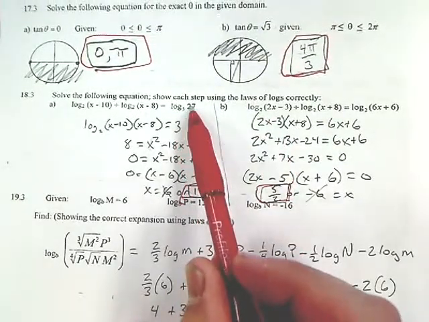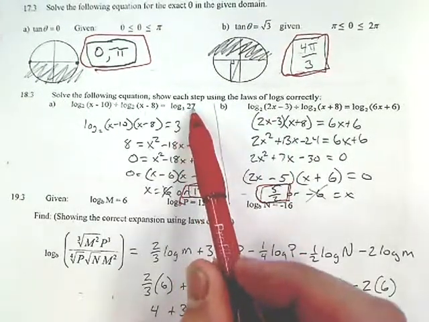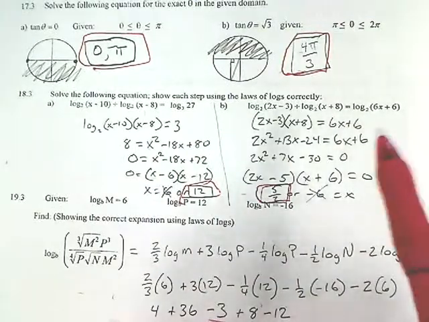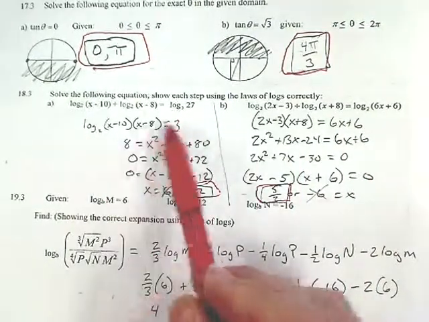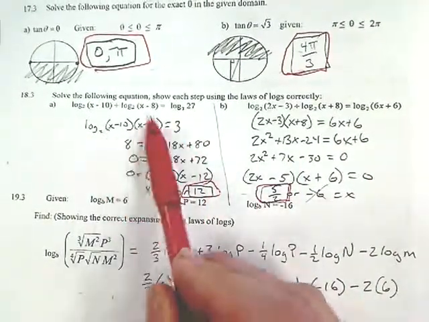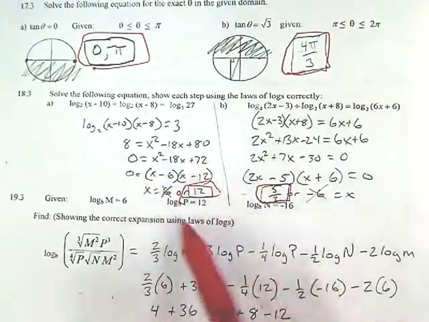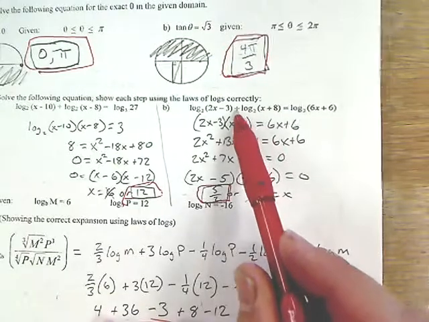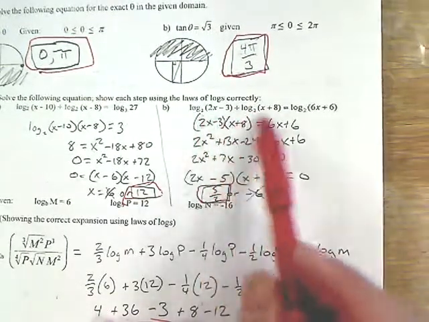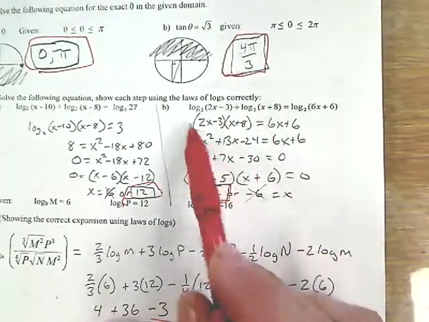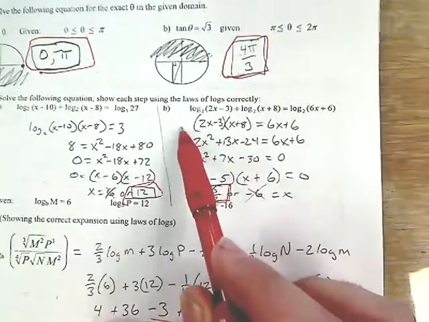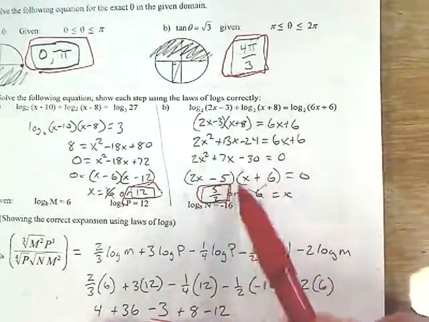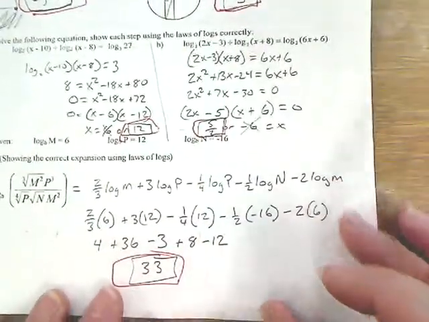Log base 3 of 27. 3 to the what is 27? 3. Then you still had to go 2 to the third. Gives you 8 equals this garbage. Then solve it. Had addition, so you could rewrite it as the multiplication. And then you had the log base 2 of each side, so you can just take that and solve it.